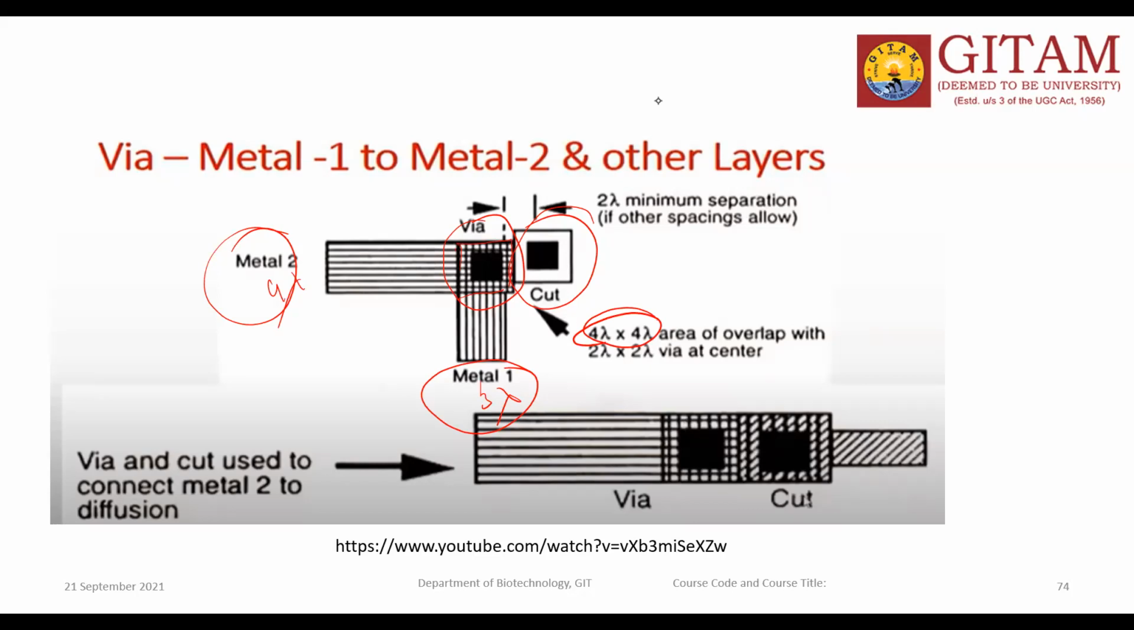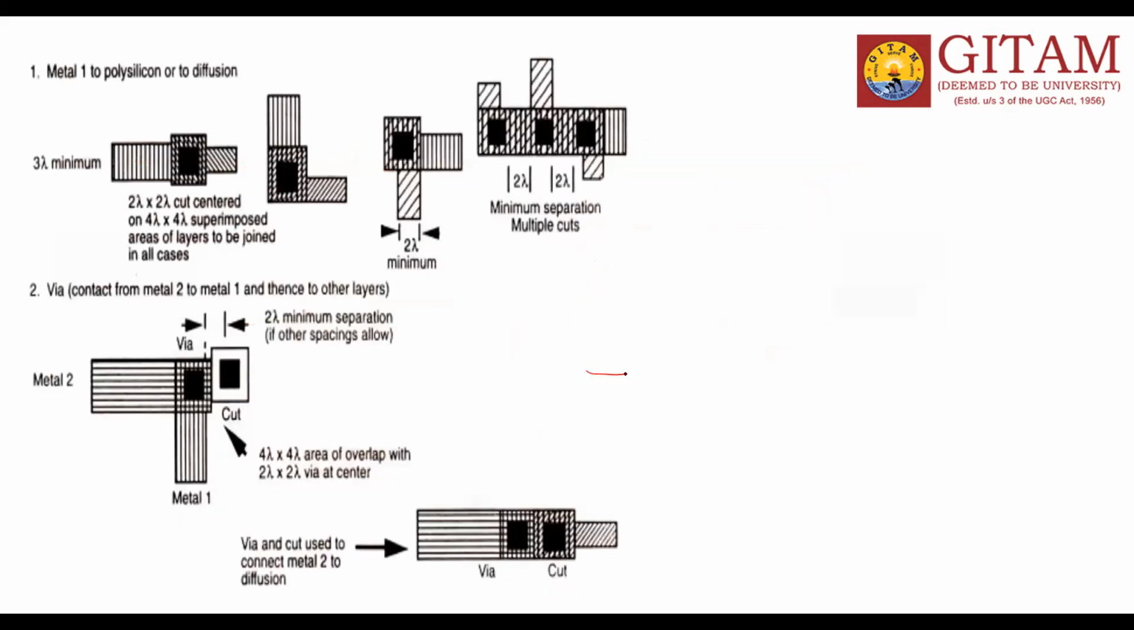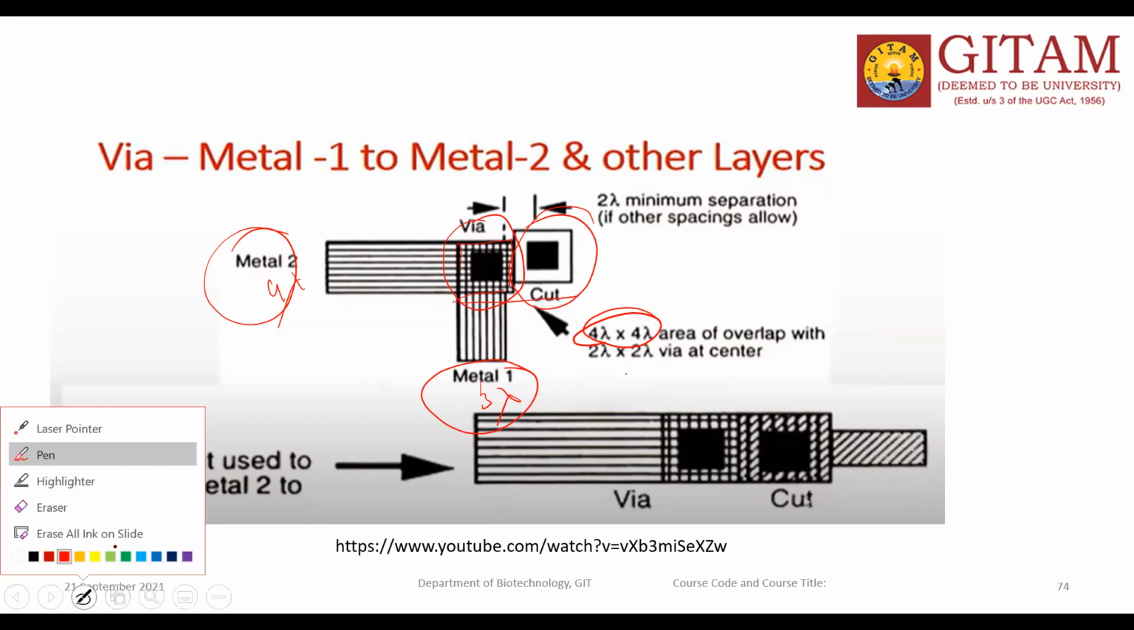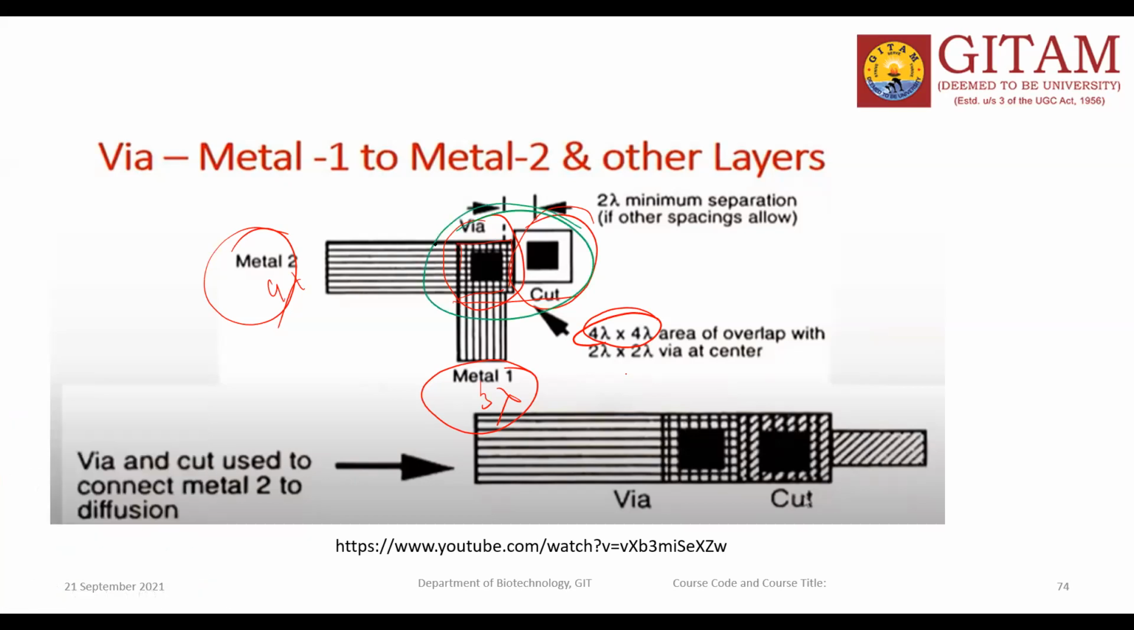What is the size of this black one? This is the metal contact. The via size is 2 by 2 at the center. If a via and a contact cut are side by side, nearby each other, then what is the minimum space between the via and cut? The minimum space is 2 lambda.